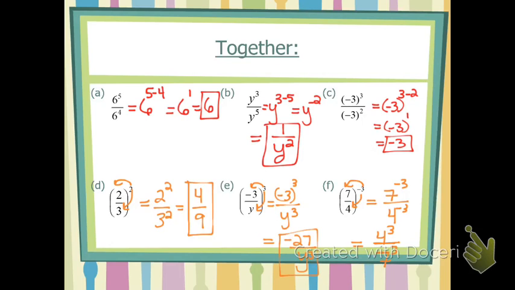You can leave your answer like that. I know I personally don't know 7 cubed in my head, but if you had a calculator handy, you could do 4 cubed and get 64, and you could do 7 cubed and get 343. So either of those would be correct.